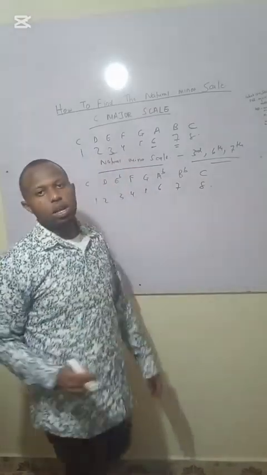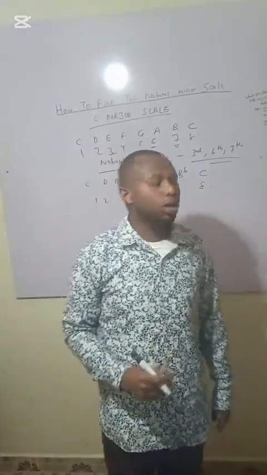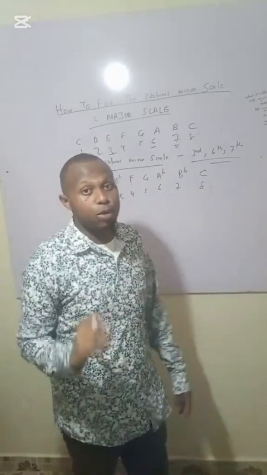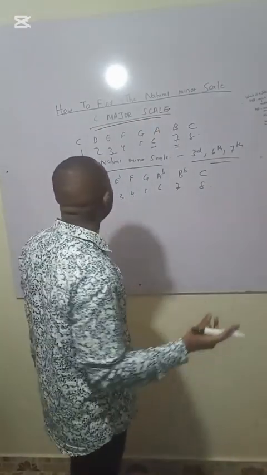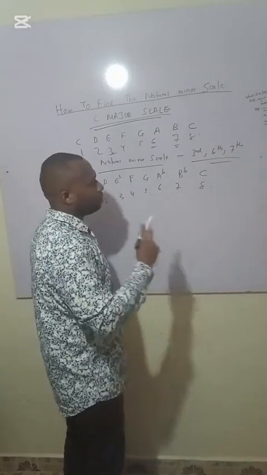So guys, that has been the lesson. Just to conclude, how do we find the natural minor scale? First, reference a major scale. Then after you reference a major scale, flatten the third, the 6th, and the 7th.